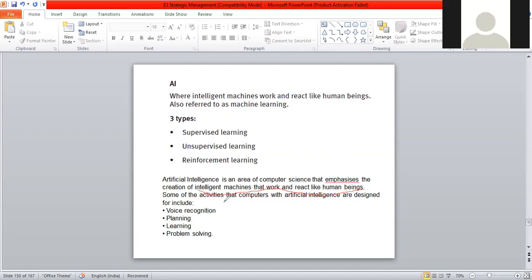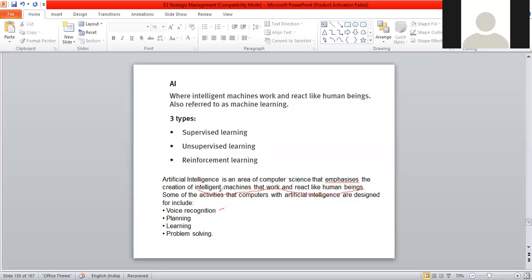Some of the activities that computers with artificial intelligence are designed for are, we see voice is recognized. The best example here, Google Home and Alexa, these are all devices which understand the instructions that are given. So voice is recognized, it understands the language and the voice and the commands which are given, and then performs the duties about it. So voice recognition, planning, it helps in planning, learning and problem solving.